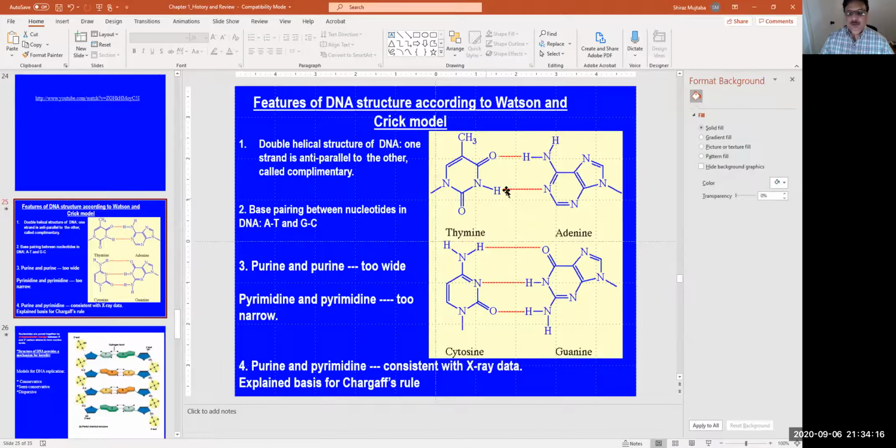So here it represents two kinds of hydrogen bonding. Thymine and adenine form a double hydrogen bond, and guanine and cytosine form a triple hydrogen bond. In RNA, there is no thymine, there is uracil, so the bonding is between adenine and uracil in the case of RNA.